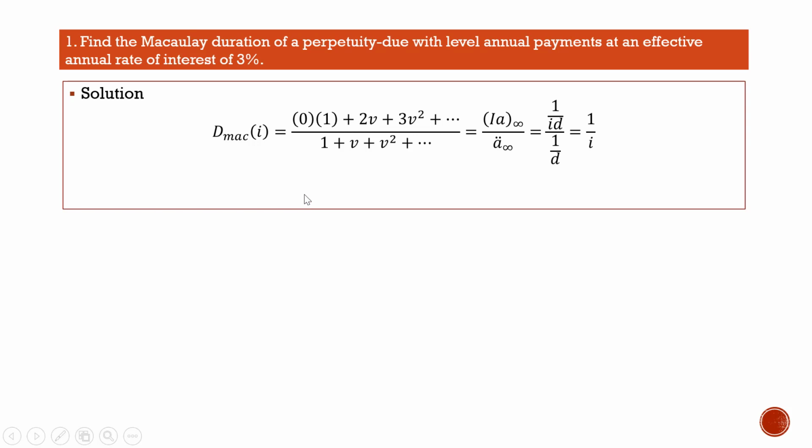And the denominator is just the present value of this perpetuity due. So the numerator is basically an increasing perpetuity, and the denominator is just a perpetuity due. So the Macaulay duration is 1 over id, the whole thing divided by 1 over d, simplified to be 1 over i. Using i as 3% interest, we got the Macaulay duration is 1 over 0.03, which is 33.33.